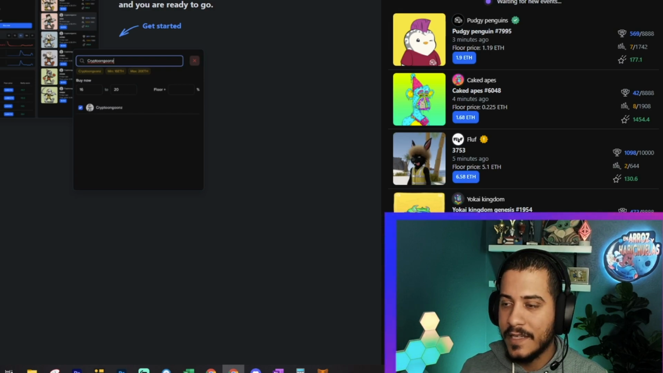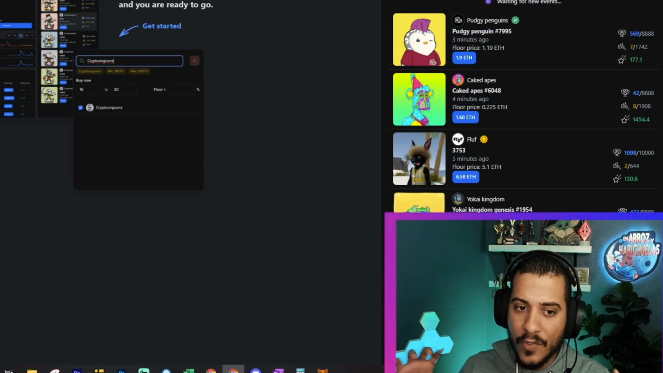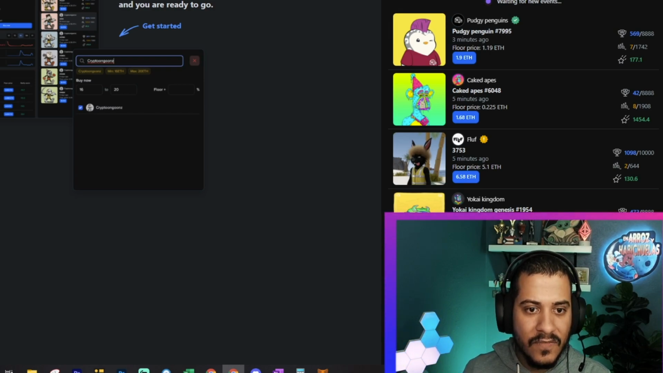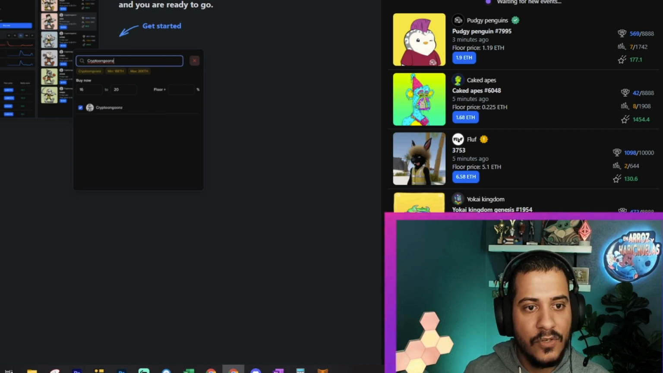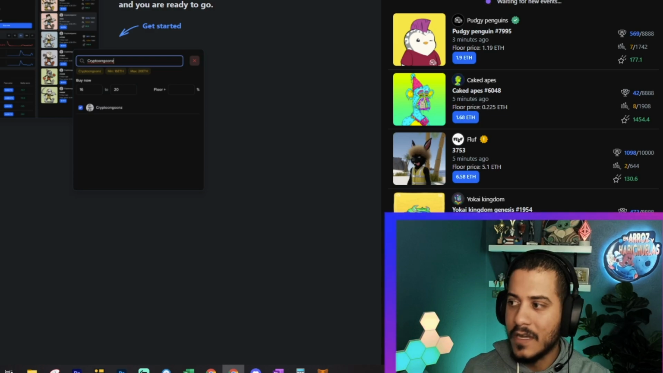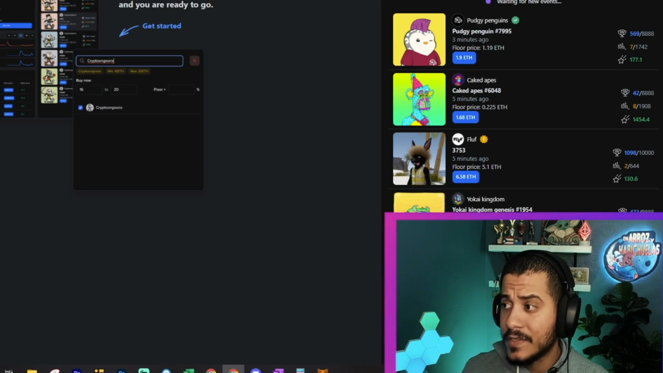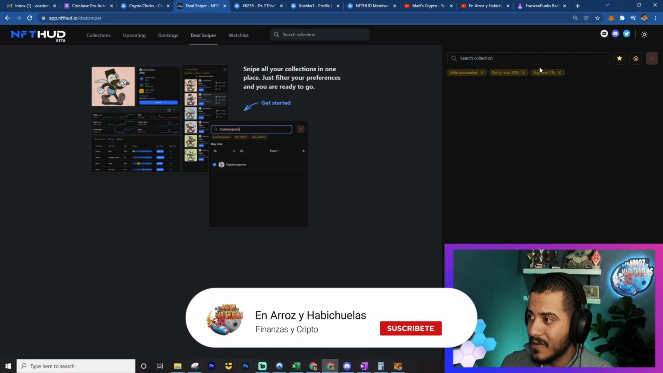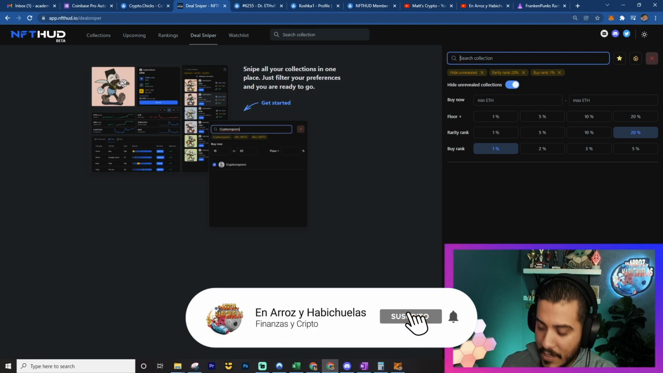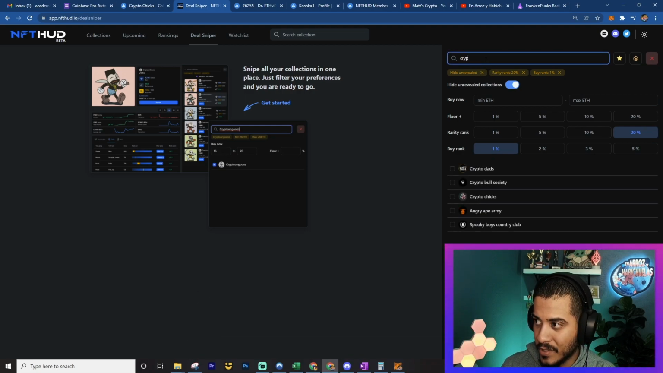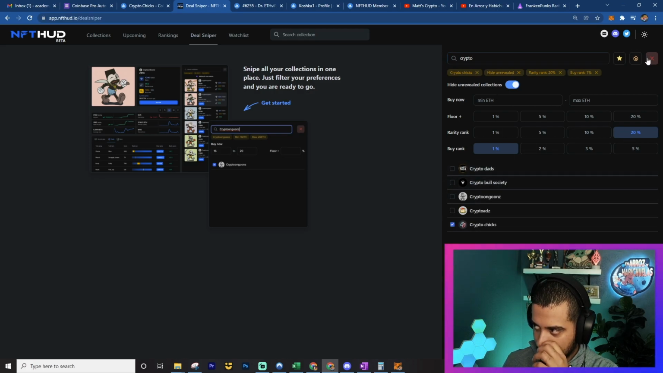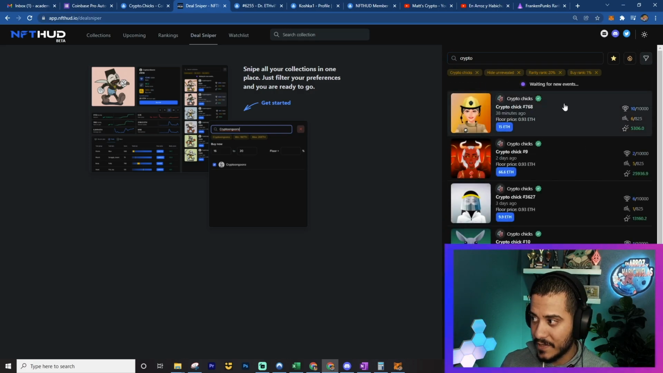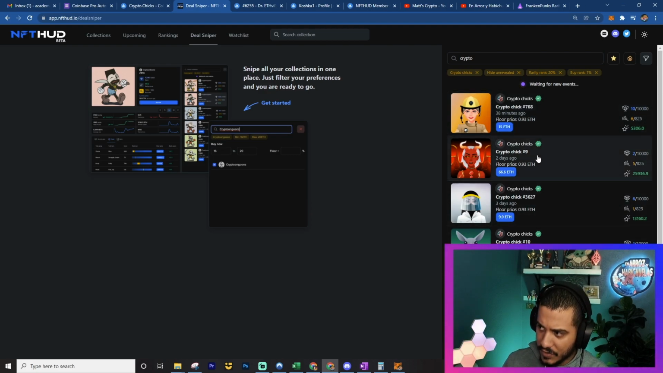NFT HUD gathers all the data, all the rarity rankings, and it gives it a rarity score depending on different traits. And I'm not going to get into the traits, it's a little complicated for y'all. I'm just going to show you how I flip mine. So when I first came in here, it's not coming up now because the floor price has soared. But I saw a project, and it's called Crypto Chicks, and it came up in the Deal Sniper.